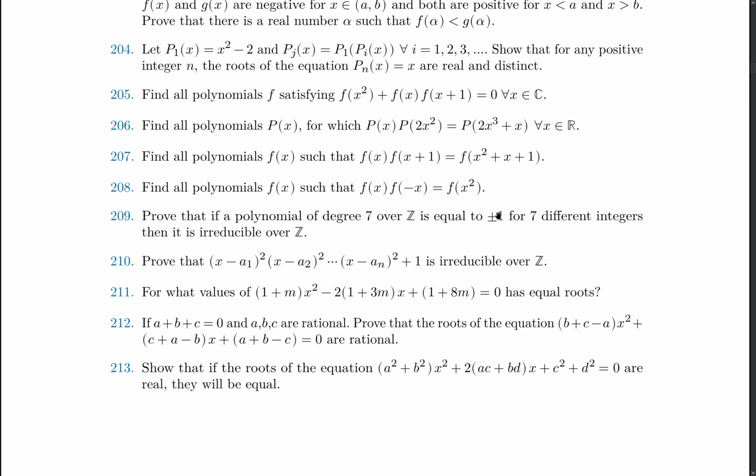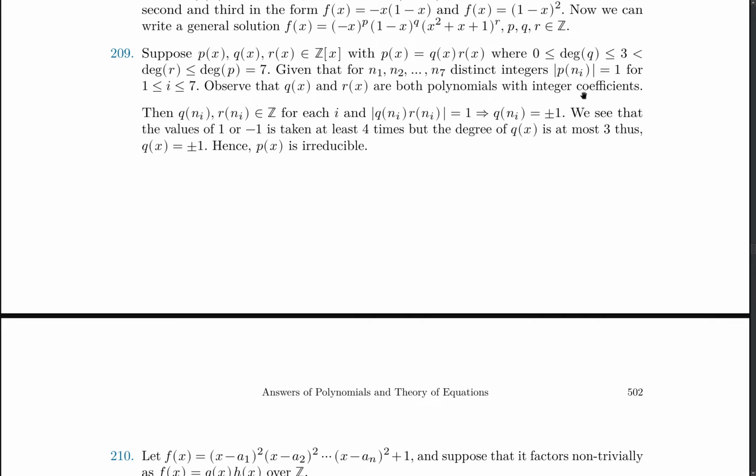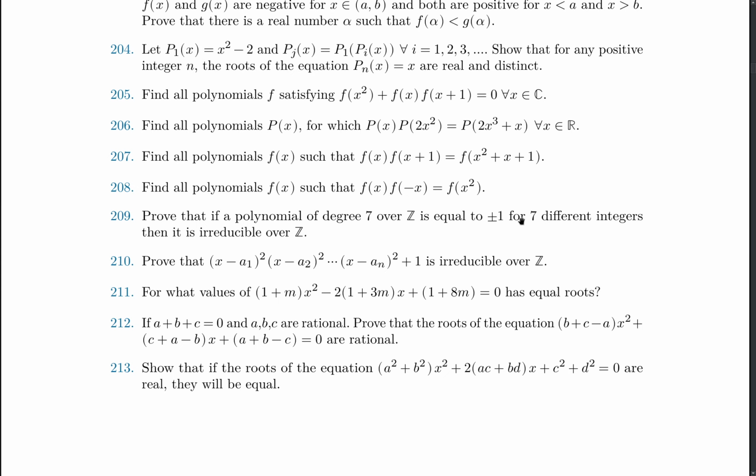So it is plus minus 1. It is given. So we observe that q(x) and r(x) are both polynomials with integer coefficients, with different integers. Seven different. Okay.